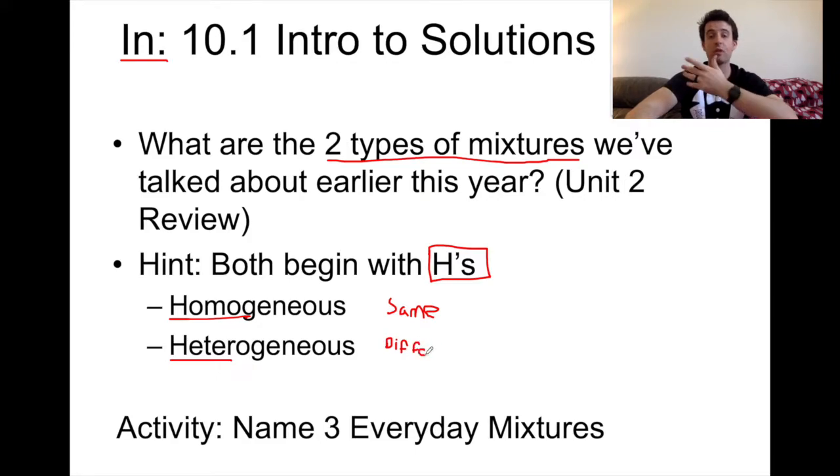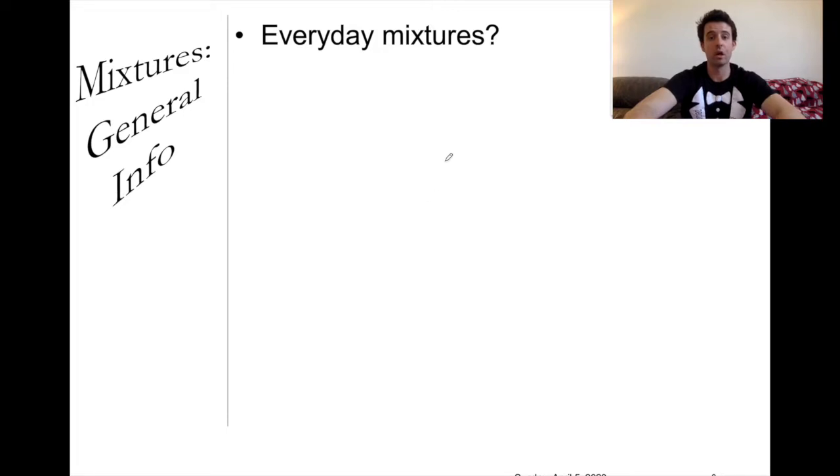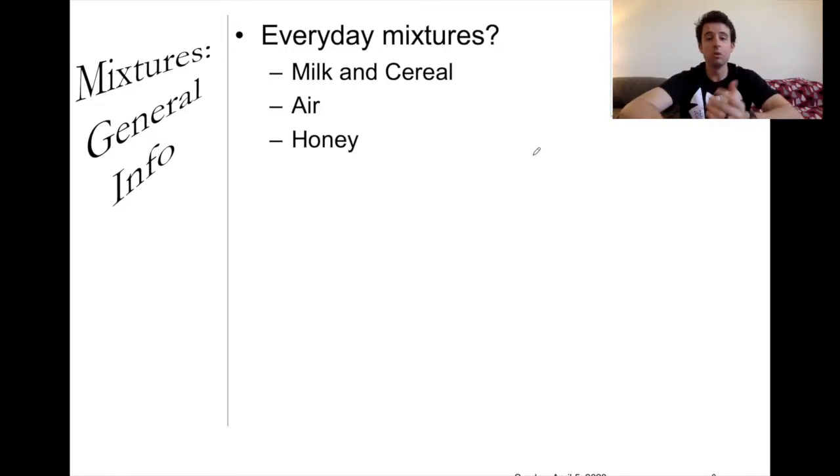Here are three everyday mixtures that I came up with. Number one, we've got milk and cereal. Number two, we've got air. Air is a mixture. And number three, we have honey. Milk and cereal is probably the easiest, most straightforward. Milk is a solution, and cereal is also a mixture. Combine them together, and you get a heterogeneous mixture.